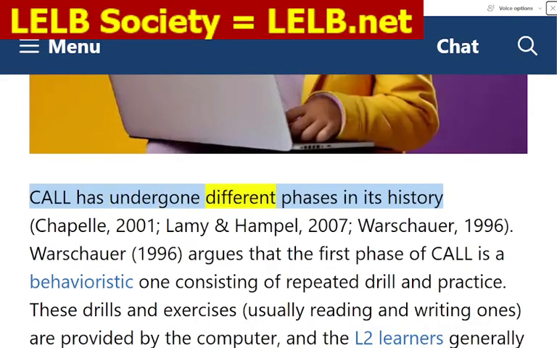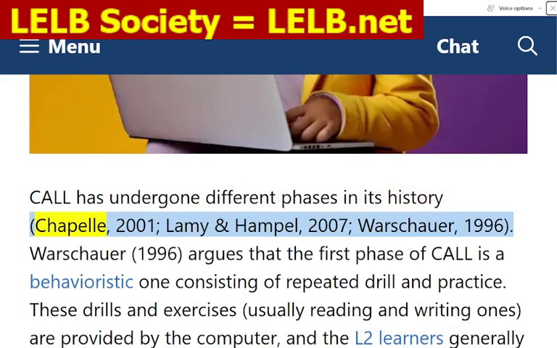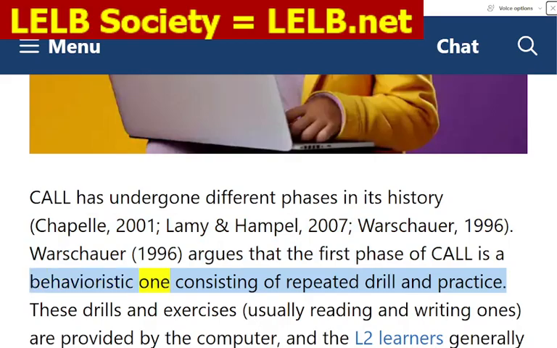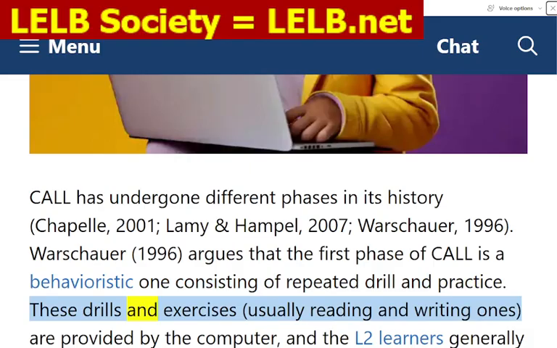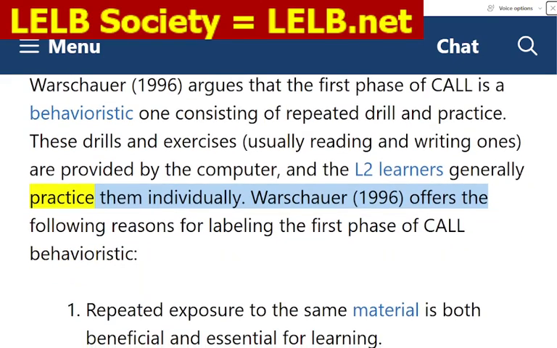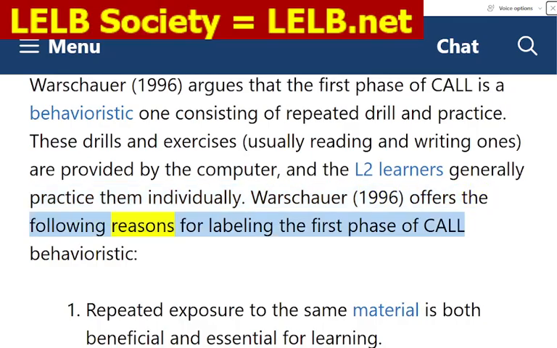Behavioristic CALL. CALL has undergone different phases in its history (Chappell, 2001; Lamy and Hampel, 2007). Warschauer, 1996, argues that the first phase of CALL is a behavioristic one consisting of repeated drill and practice. These drills and exercises, usually reading and writing ones, are provided by the computer, and the L2 learners generally practice them individually. Warschauer offers the following reasons for labeling the first phase of CALL behavioristic.